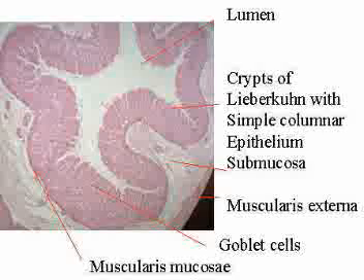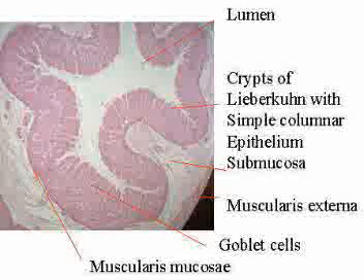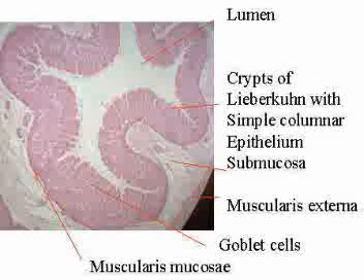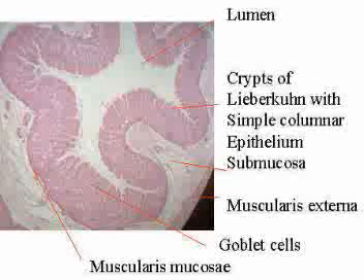Then a highly vascularized mucosa follows. The muscularis externa is the most external structure, containing two layers of muscles, circular, which is inner, and longitudinal, which is external.